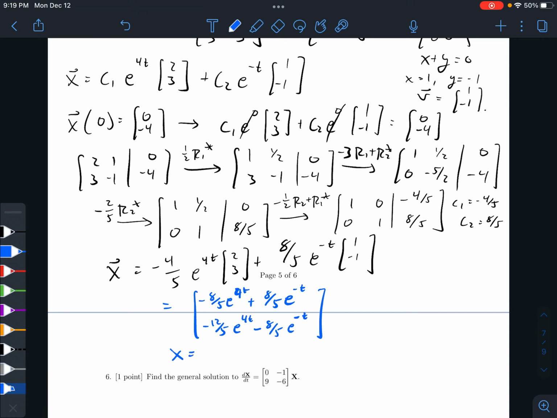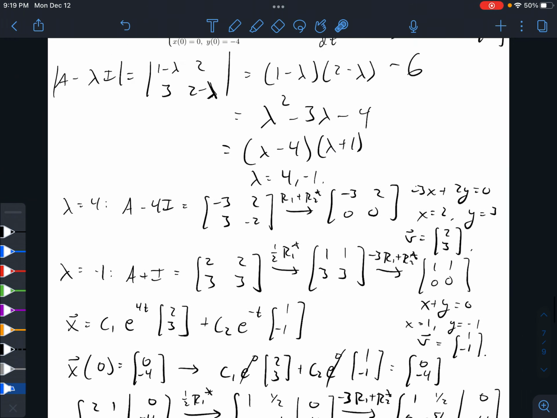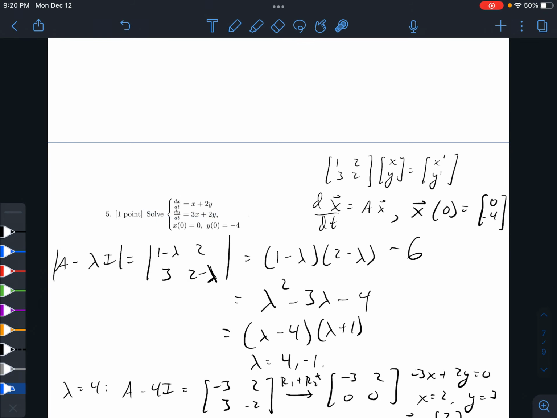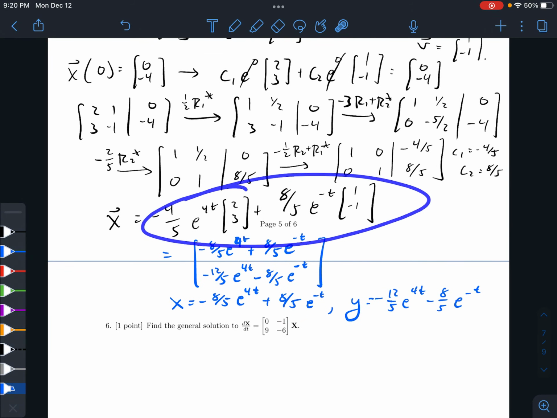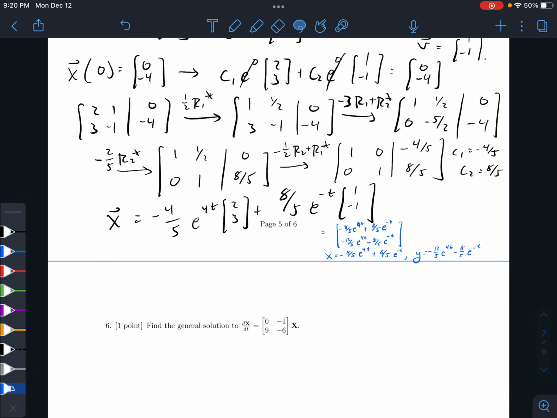So you could write this in terms of x and y. Just say x is equal to negative 8/5 e to the 4t plus 8/5 e to the negative t. And then y is equal to negative 12/5 e to the 4t minus 8/5 e to the negative t. So this would probably be the best final answer for this, but I'm just going to say it is fine with me if you just keep this in matrix/vector form. Just kind of shrink that, throw that over there.